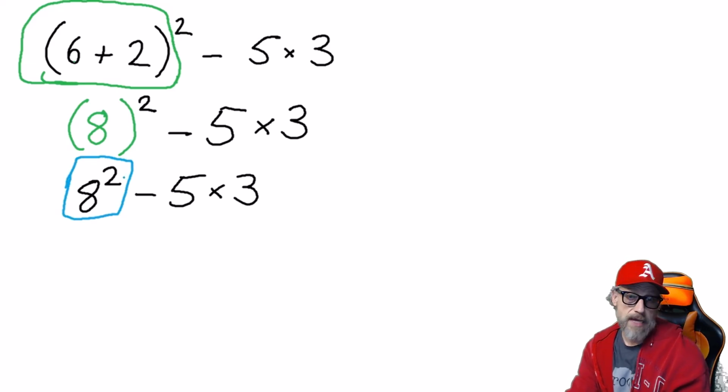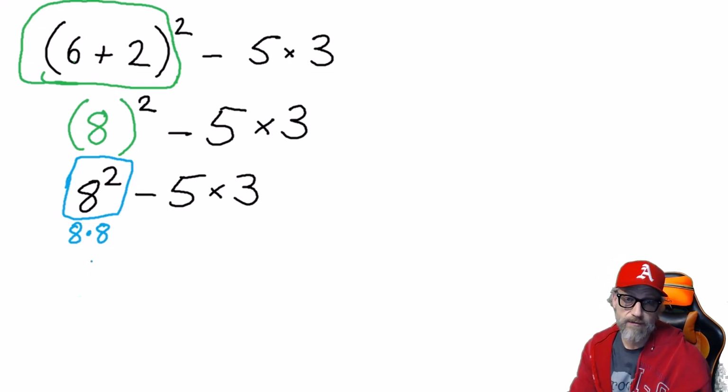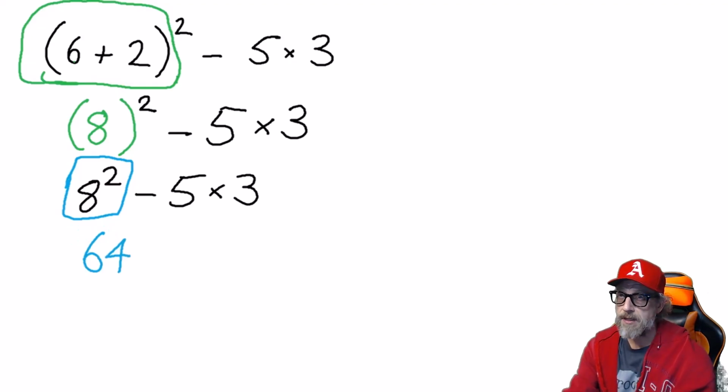8 times 8 is what we're looking at here. The base is 8, exponent is 2. That tells us you're repeatedly multiplying 8. It is a factor there 2 times, so 8 times 8, and that will give us 64. And now I'll recopy the rest.